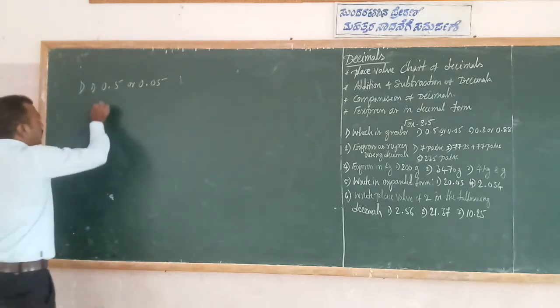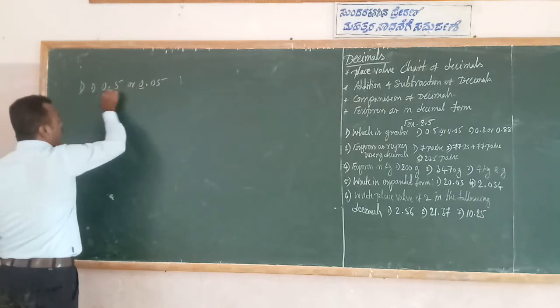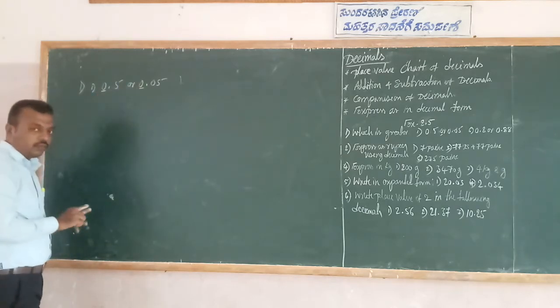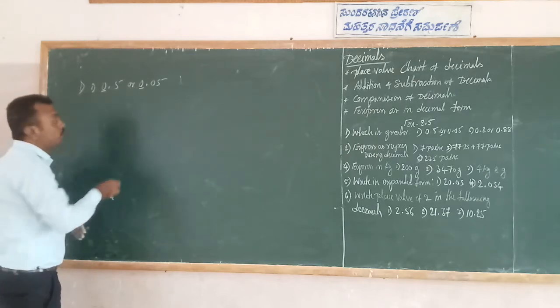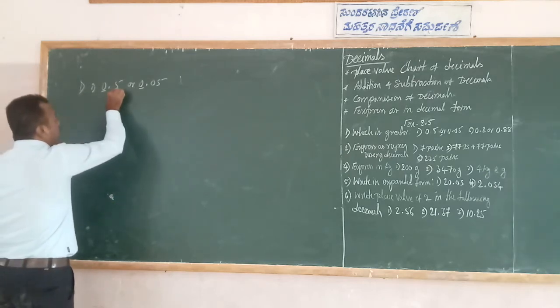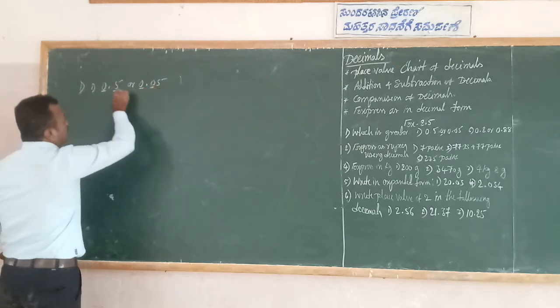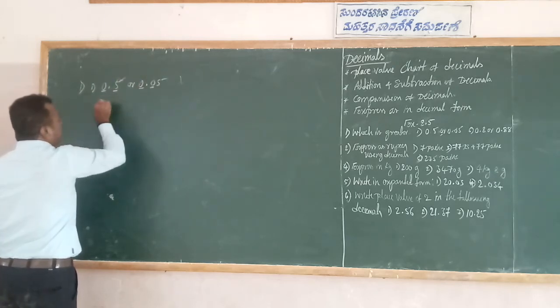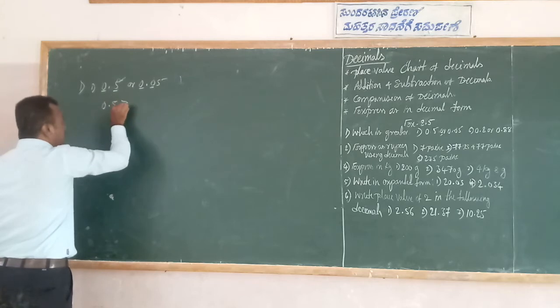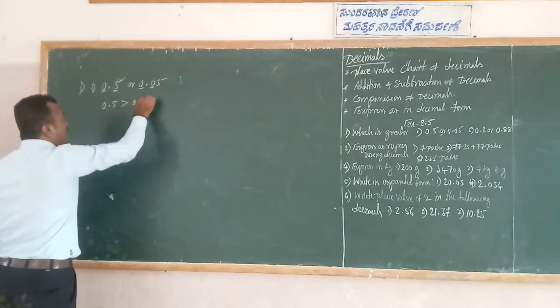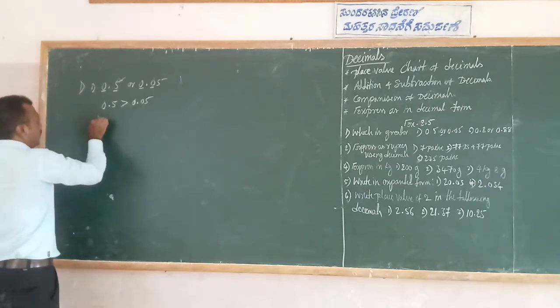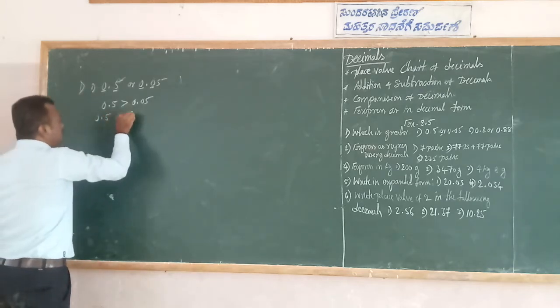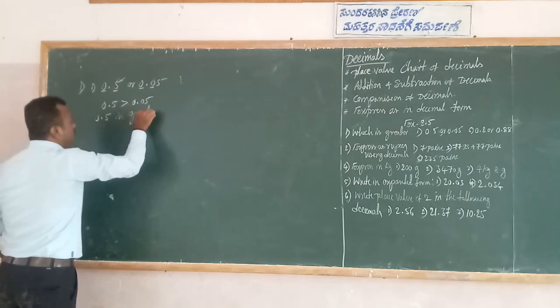See, in that the ones place is 0, same, we can go to the next place. In the next place nothing is there, so you have to come to the decimal places. So come to the 10th place. In the 10th place 5 is there, here 0 is there. Yes, this is greater than 0.05. Yes, 0.5 is greater than 0.05. So which is greater they are asking, 0.5 is greater. Understood?